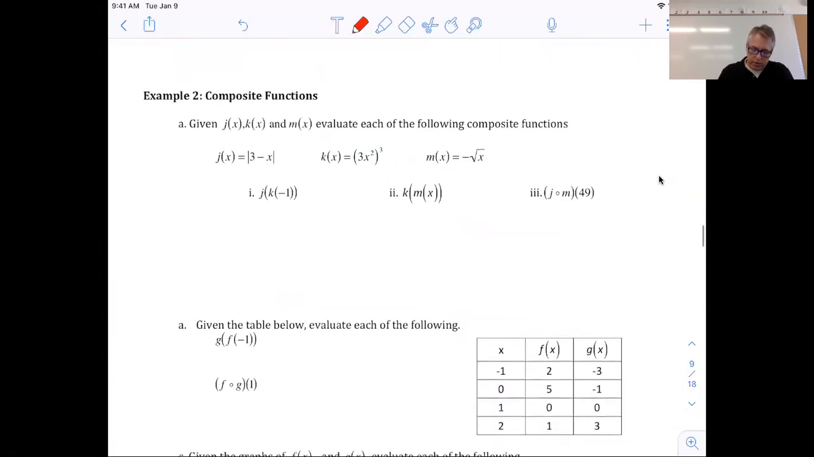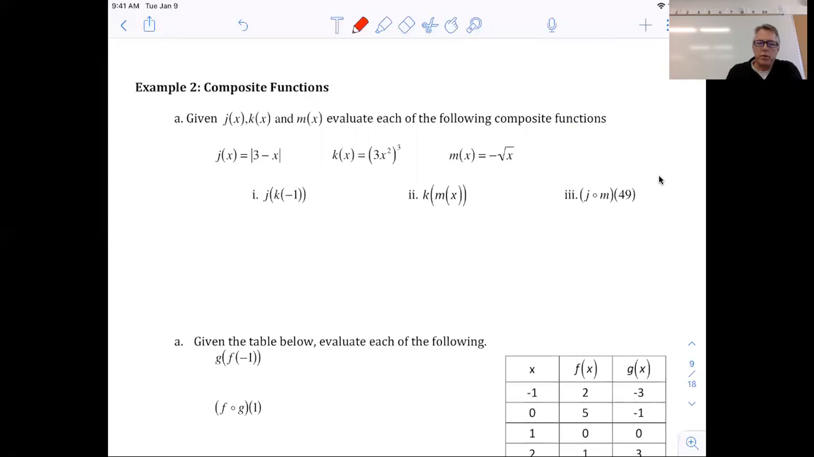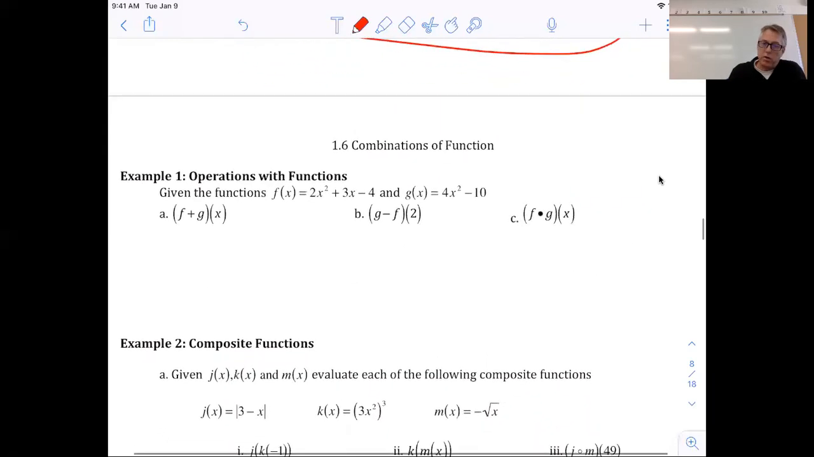So sticking with that, I'm going to look down here at these composite functions. Okay, so these are on your notes a little bit further down. Notice I skipped over that first section. I'll come back to that.